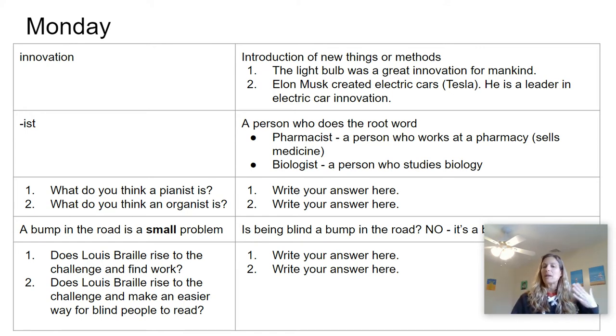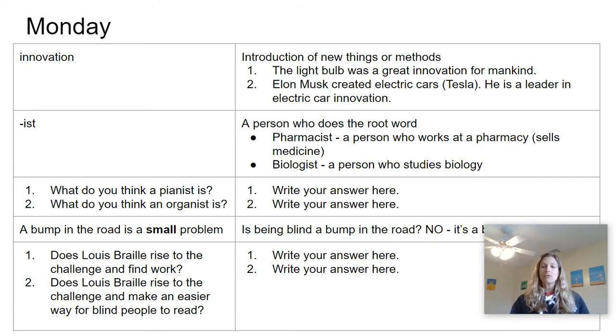So we talked about that a bump in the road is a small problem. The article that we're going to read is about Louis Braille, and he was blind. So being blind, do you think that that would be a bump in the road? It wouldn't, because it's not a small problem. It's a big problem. So you wouldn't call something like being blind or any major health issues a bump in the road. You might call a cold a bump in the road because that's something small.